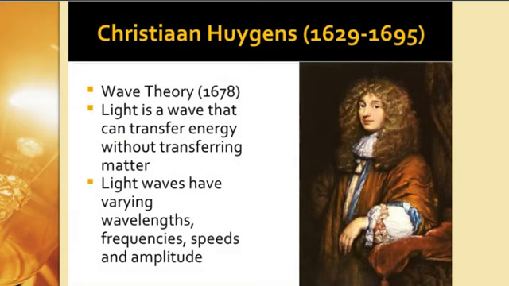So that's 1678. Remember, Newton was in the 1600s. So they're all about the same time. They're all talking and publishing stuff, and they can communicate with one another, even if it's just in writing. So light waves have varying wavelengths, frequencies, speeds, amplitudes. That makes sense, right? We know about the transverse wave like that. It makes sense to our minds.